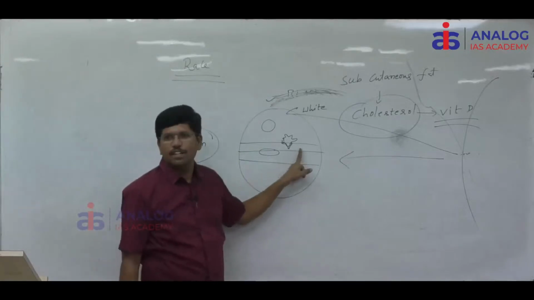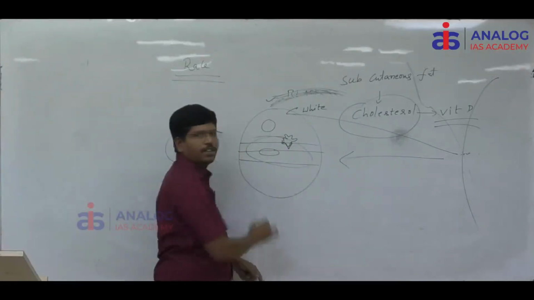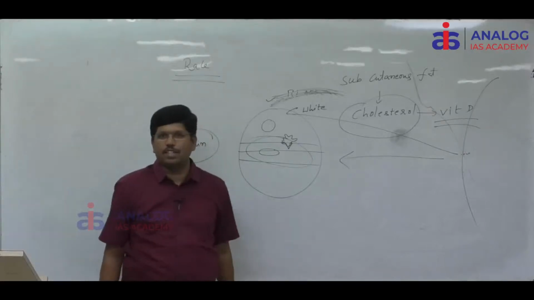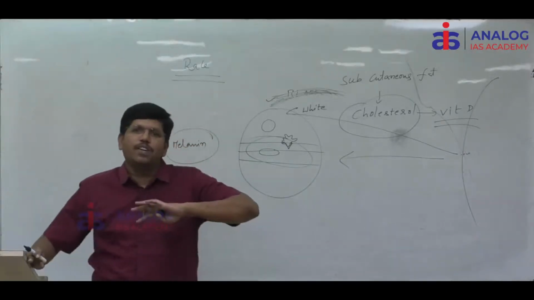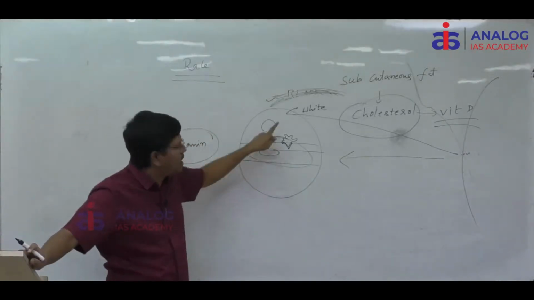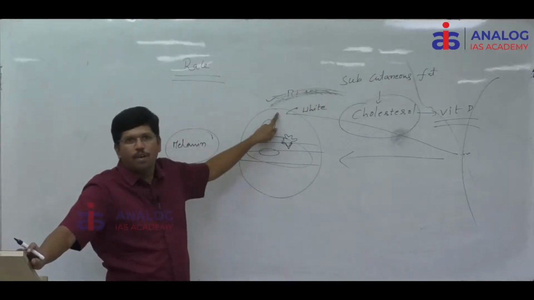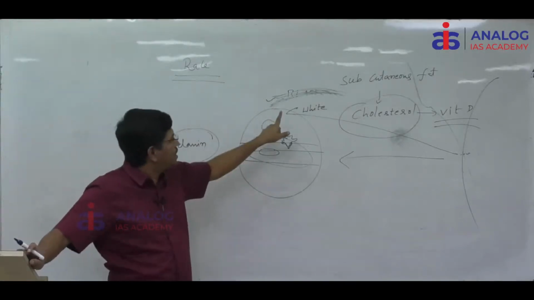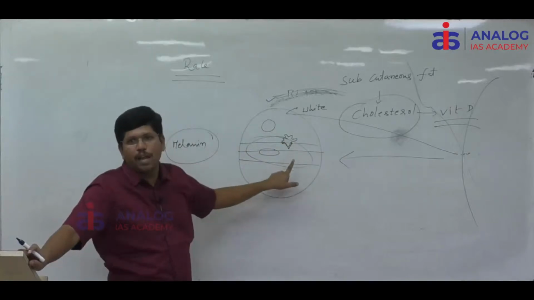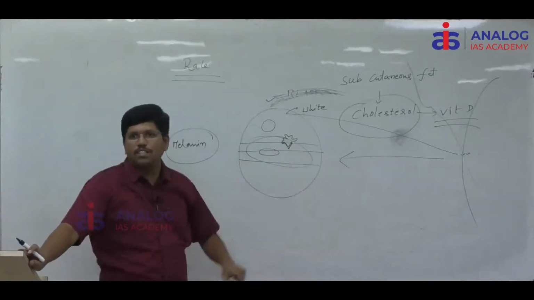Similarly here, in the tropical zone, black color will be selected. Once upon a time, people with all varieties of colors were there here as well as here. But nature selected white colored people here and black colored people here. This is called natural selection.